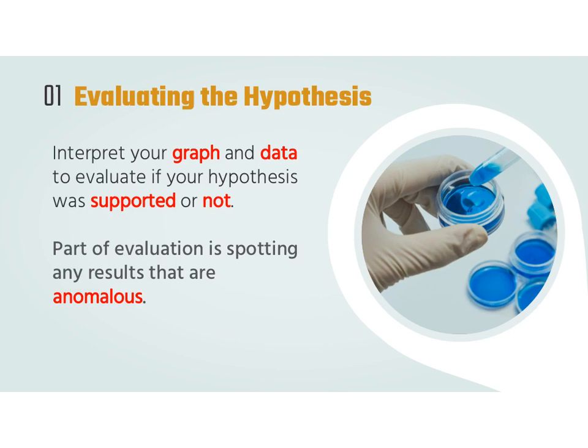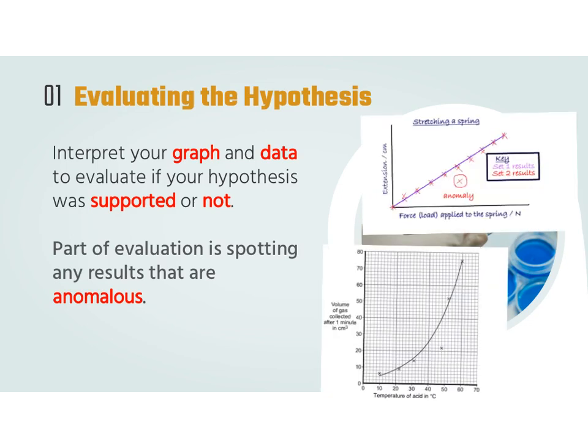Obviously, I know that you're asking yourself, what do you mean by anomalous result? An anomalous result is a result that doesn't fit with the pattern of the other results. So let's look at these two graphs. These two graphs represent different results for different experiments. So let's look at the first one. This point represents an anomaly.